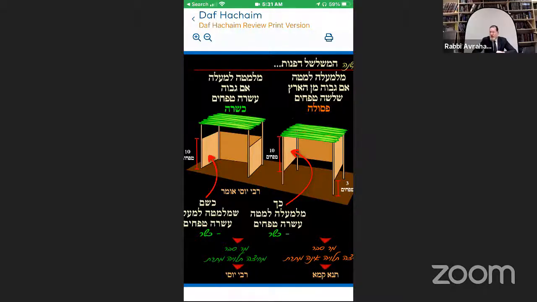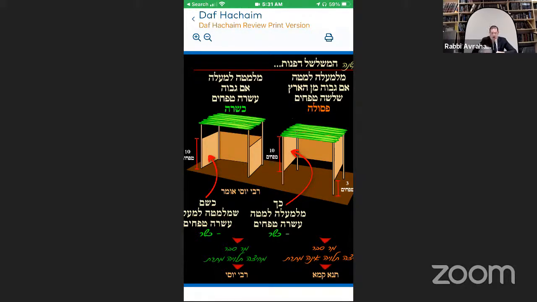But if you built a wall milmata l'mayla, it's touching the ground, or it's within 3 tefachim from the ground. It's 10 tefachim tall. It doesn't go up to the schach. As long as im gavoya asara tefachim, then yes, kosher. Why kosher? Because of gud asik mechitzta.